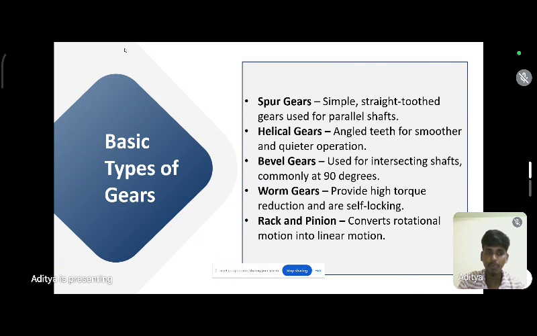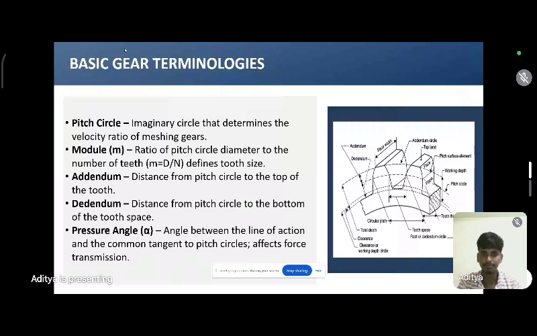These are the basic types of gears. First is the spur gear. Spur gear means its teeth are parallel in series and straight. Second is the helical gear. Helical gear teeth are at an angle. Then bevel gear, basically used to convert 90 degree motion for power transmission. Then worm gear and then rack and pinion gear. The rack and pinion gear converts rotary motion into linear motion.